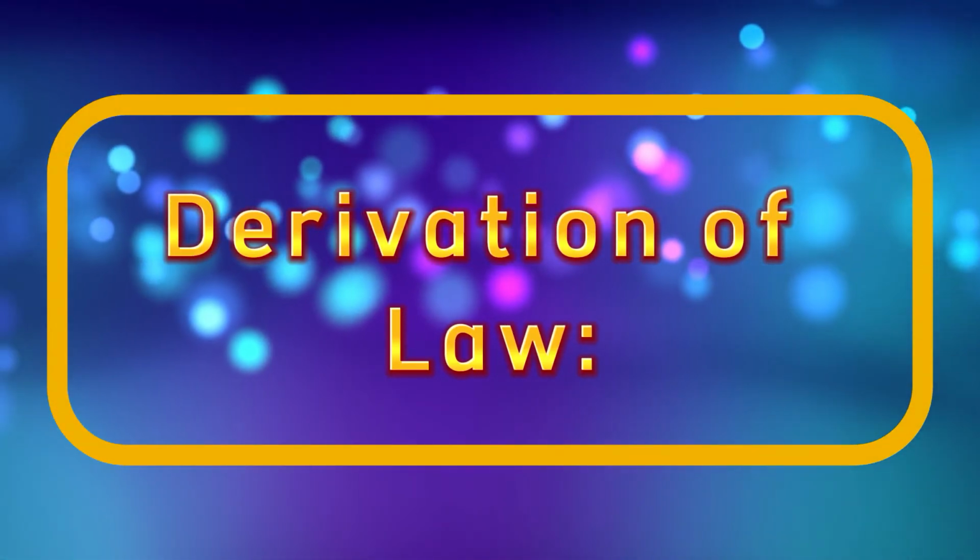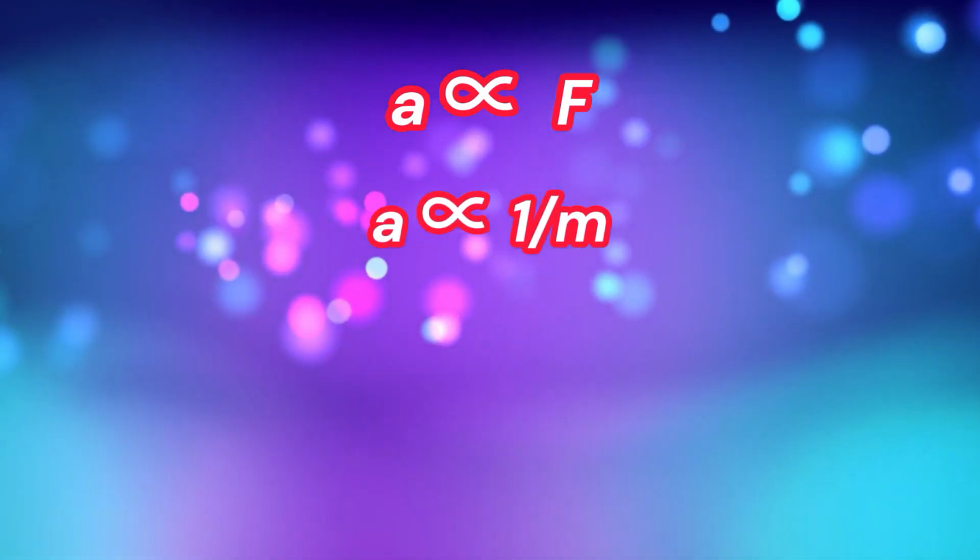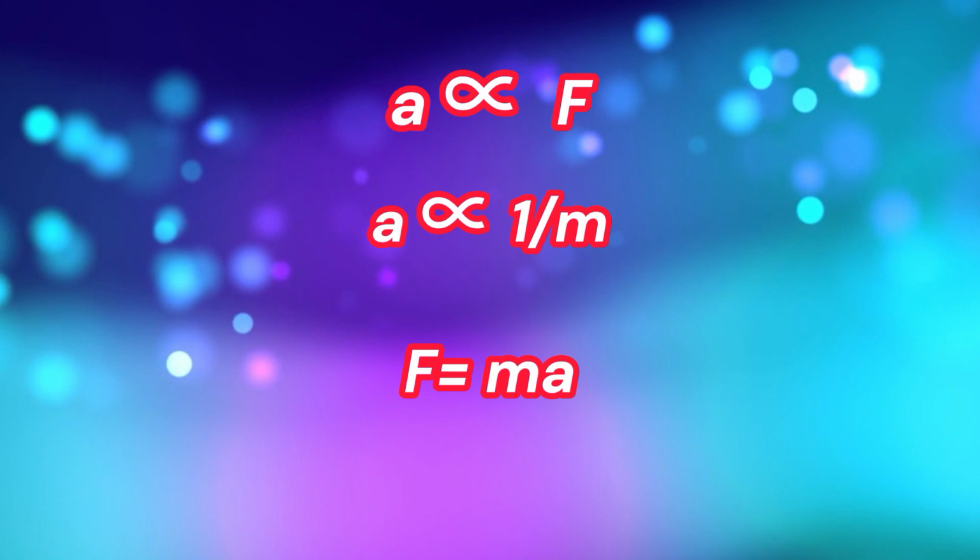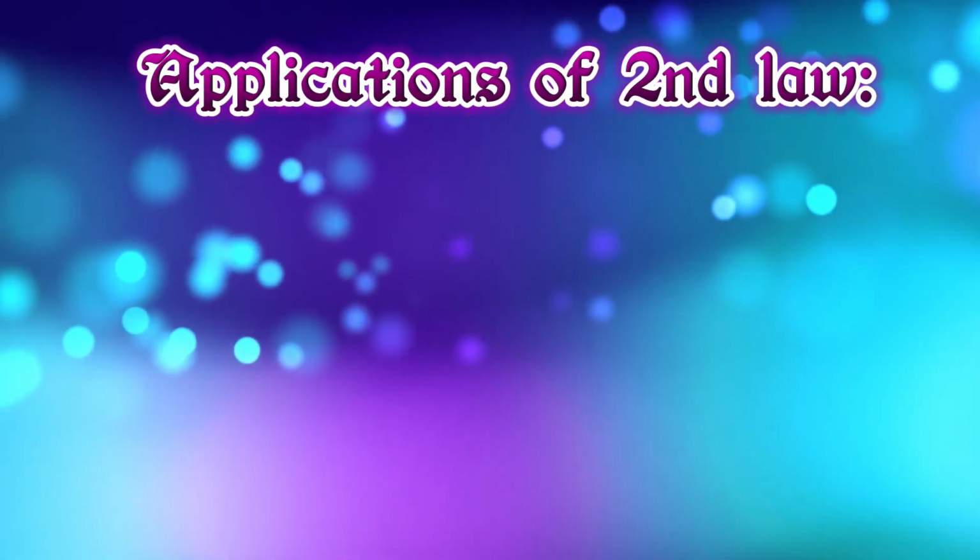Derivation of the law. The acceleration of an object as produced by a net force is directly proportional to the magnitude of the net force, in the same direction as the net force, and inversely proportional to the mass of the object. Acceleration is directly proportional to net force, and inversely proportional to the mass. So we can say, application of second law.